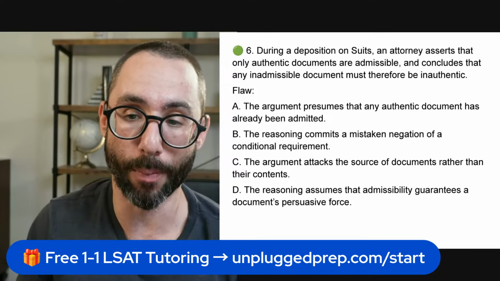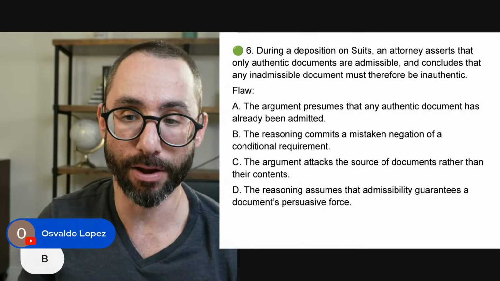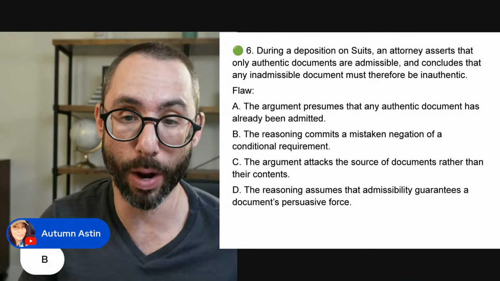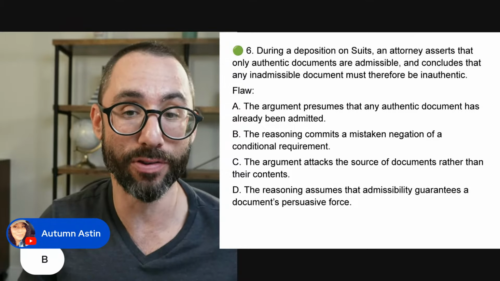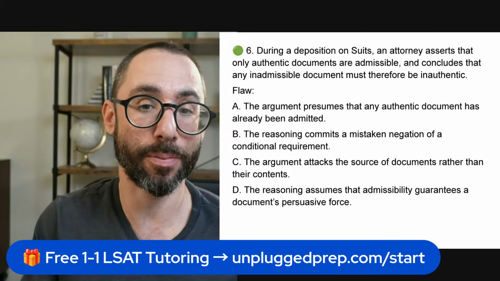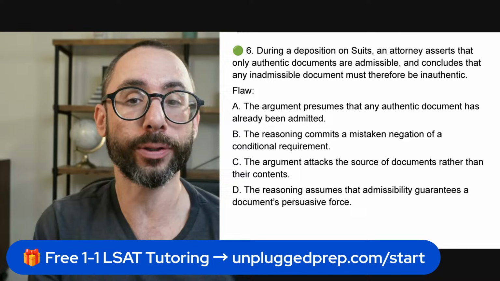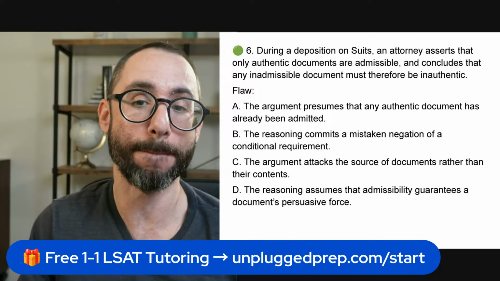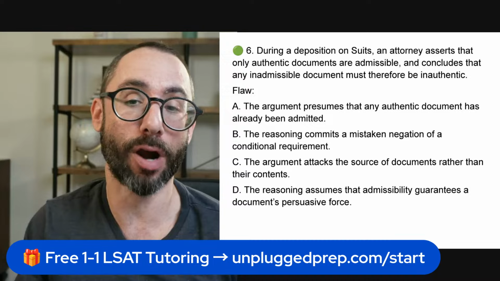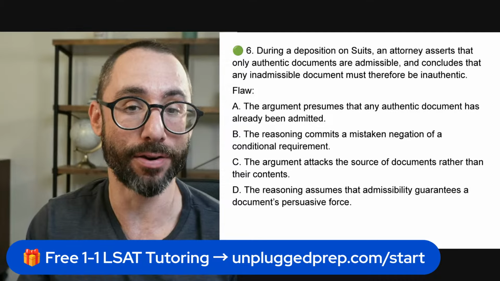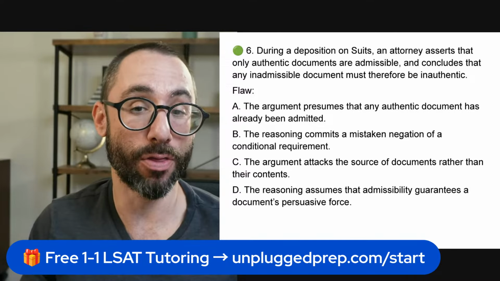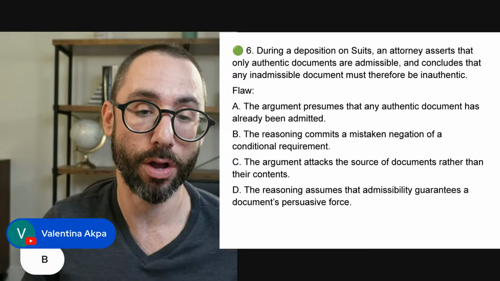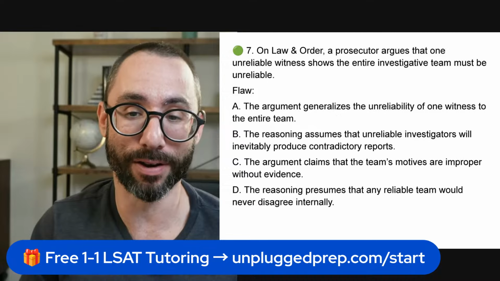A lot of answers dropping in here. Anne says B, Osvaldo says B, Nathan, Zuli, and Autumn all say B as well. Fantastic, folks. The answer is in fact B, a mistaken negation. They said only authentic ones are admissible. Therefore, any inadmissible document must be inauthentic, improperly confusing necessary and sufficient conditions. Being authentic was necessary does not mean that it is sufficient, though. So well done, folks who chose B. That is, in fact, the answer.